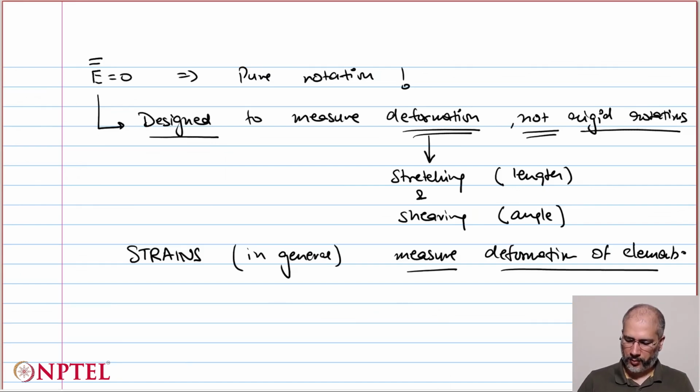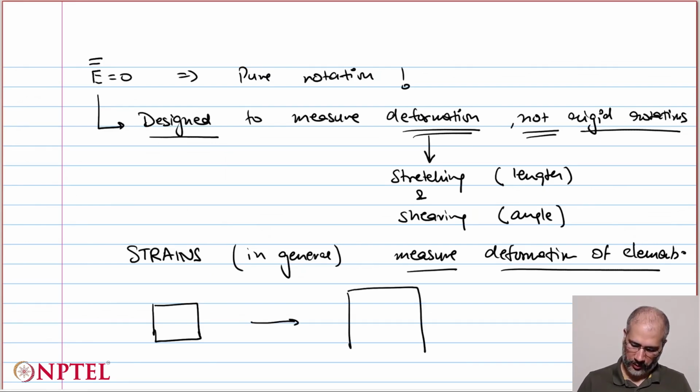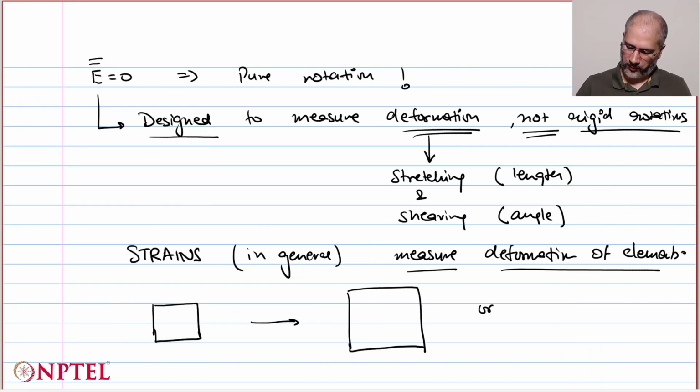They measured the deformation of elements. That is what the quantity strain is for. So pictorially, if we have an element that looks like this, a square element, it may get stretched, so it may become larger in size, although the stretching can be different in different directions. And it can also change its shape, that is shearing, that is the angle changes.